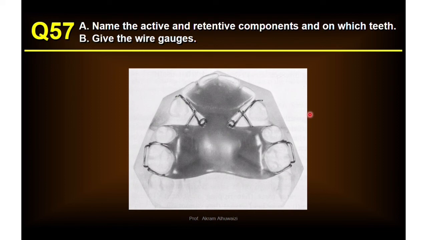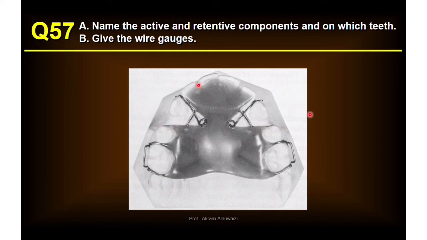Name the active and retentive components and on which teeth. So in this appliance, we can see a palatal canine retractor. This is the guided wire. The palatal canine retractors are on both canines, on quadrant 1 and quadrant 2. And then the retentive component is the Adams clamps on both first molars. And I think there is also a ball-ended clamp on the mesial of the premolar.